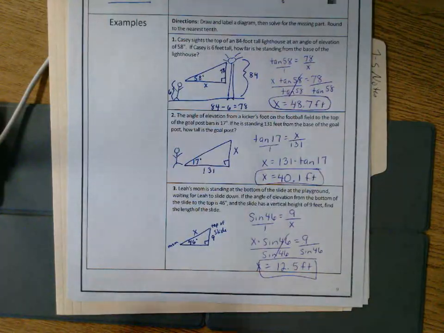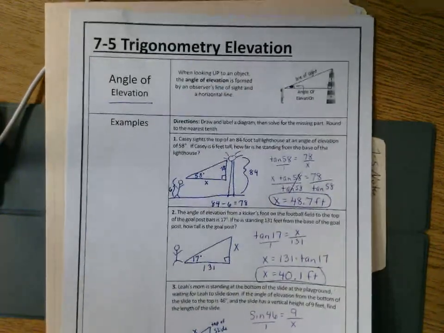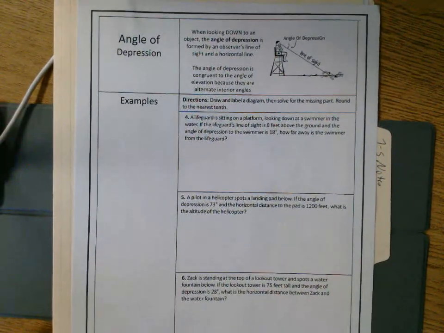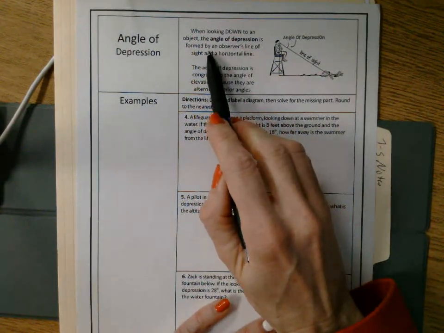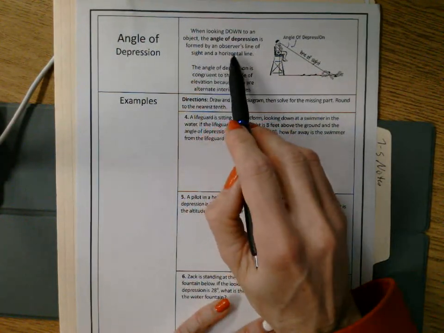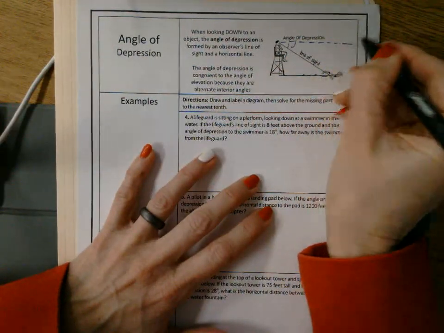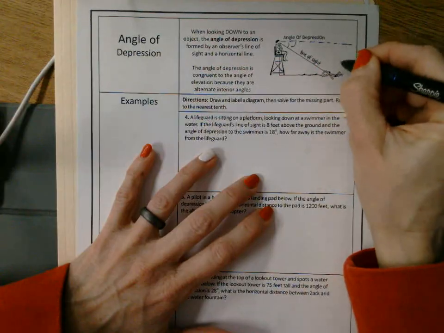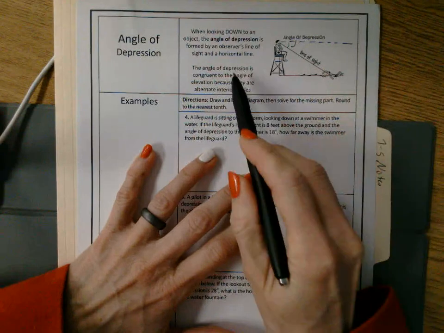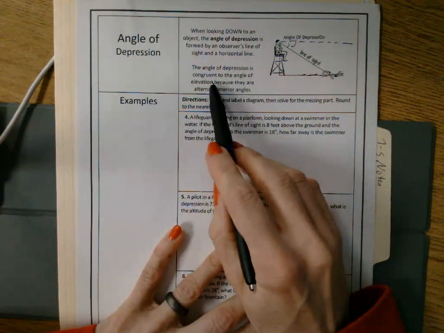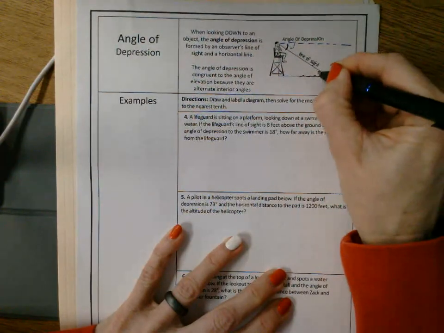Okay, flip to the back. That was angle of elevation. Now we're going to do angle of depression. Looking down at an object, the angle of depression is formed by the observer's line of sight and the horizontal line. So you end up forming kind of like two triangles almost, okay? Because this would be a right triangle, and then this would be a right triangle down here. The angle of depression is congruent to the angle of elevation. So this is the same as this.